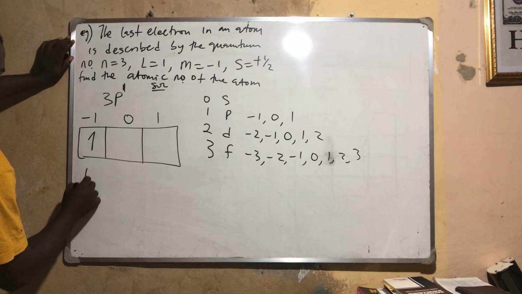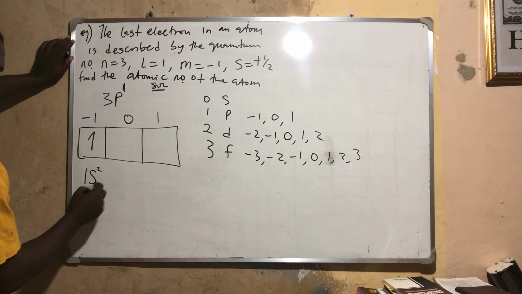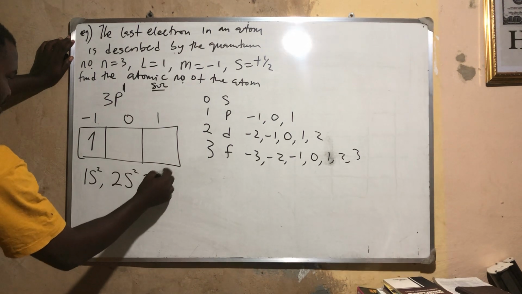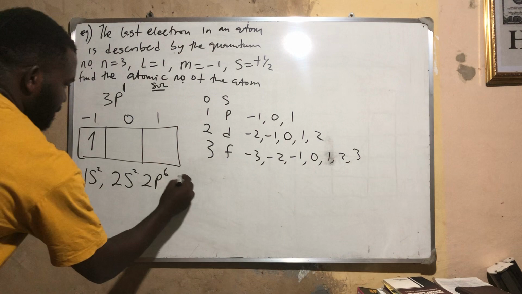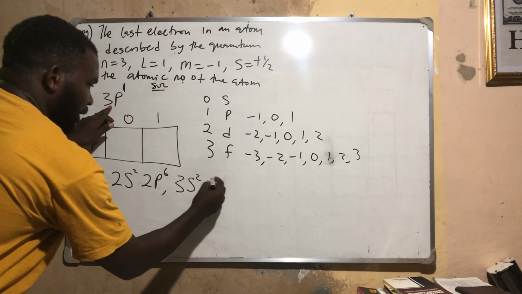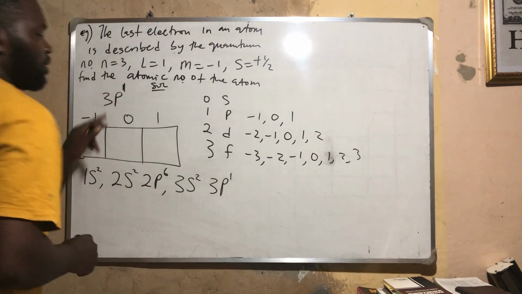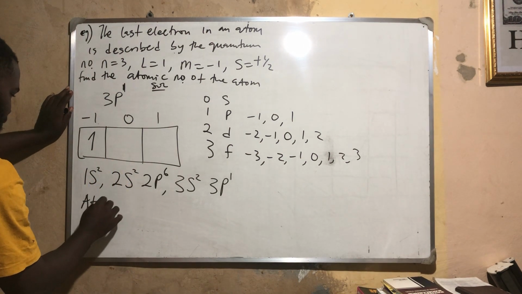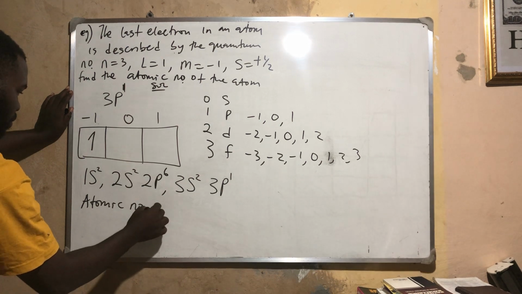Let's write 1s2, it must be filled, 2s2 and 2p6. Now 3s2. Now the last one is 3p1. This is the last electron. So therefore the atomic number will now be equal to what?